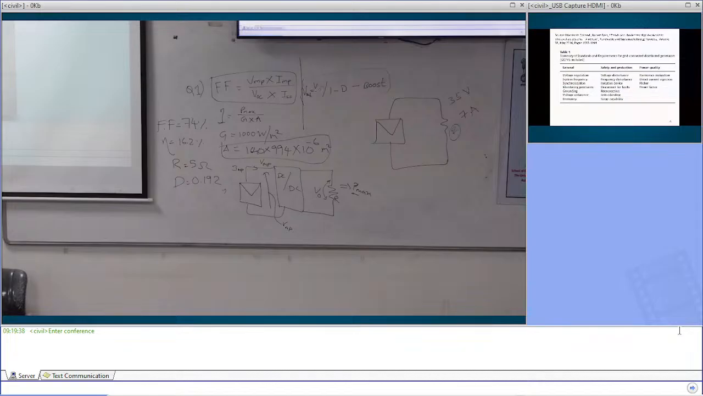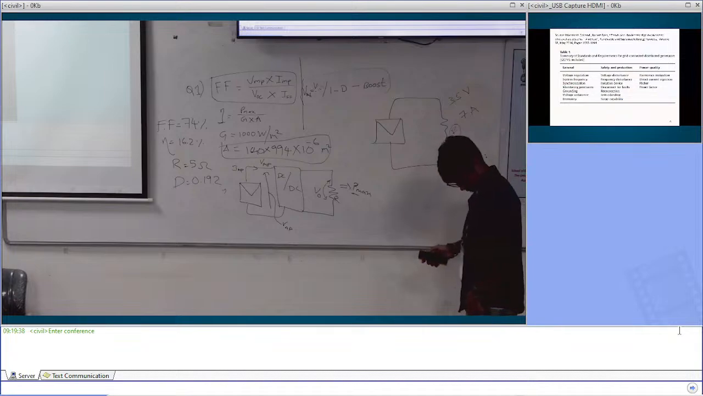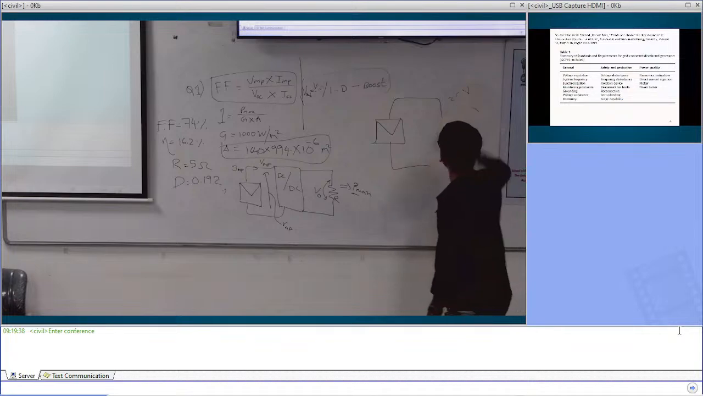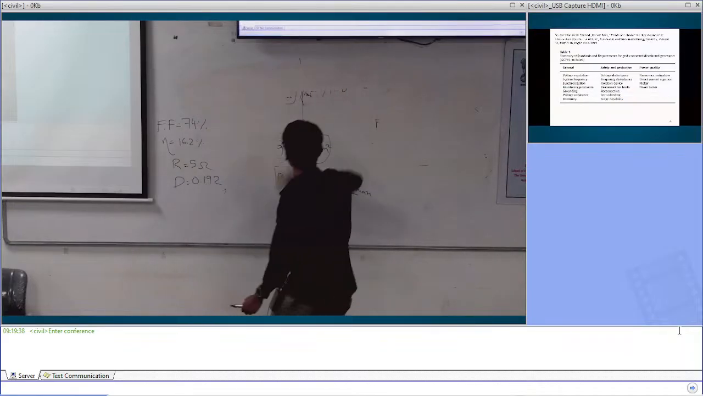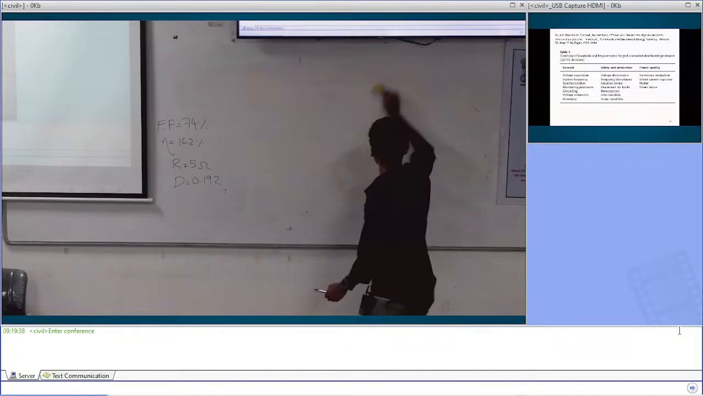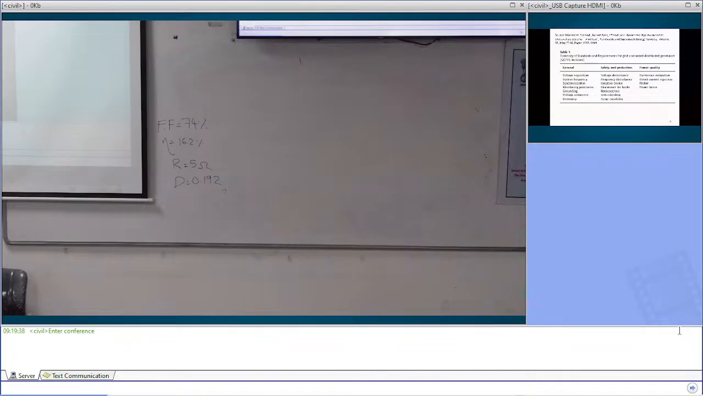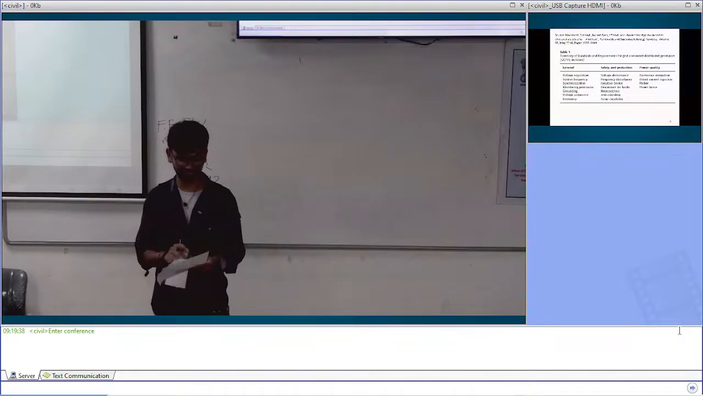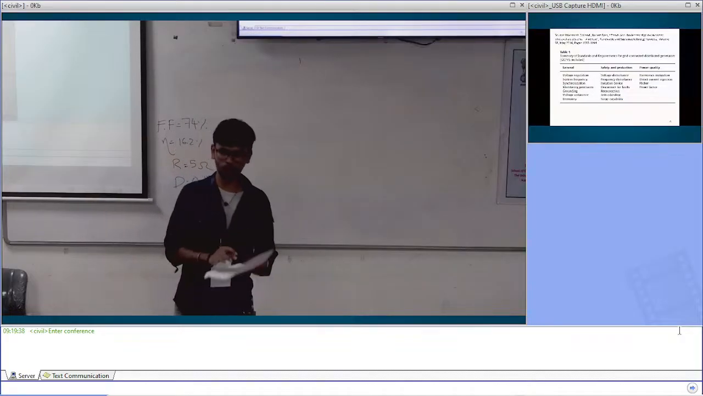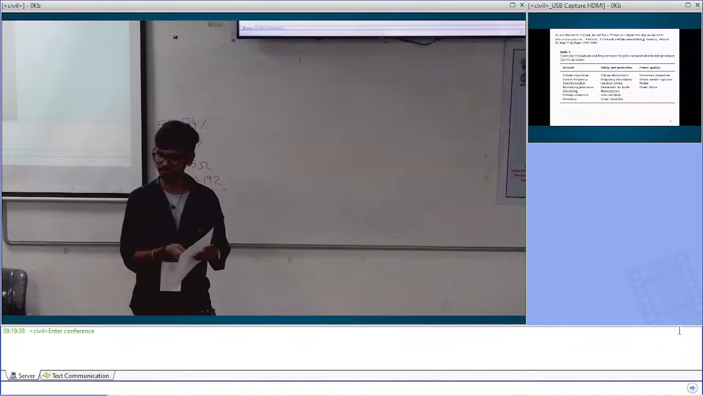So for the second question, we have given the data points of voltage and current. Try to plot these data points in the graph sheet. You are asked to calculate the fill factor and efficiency.